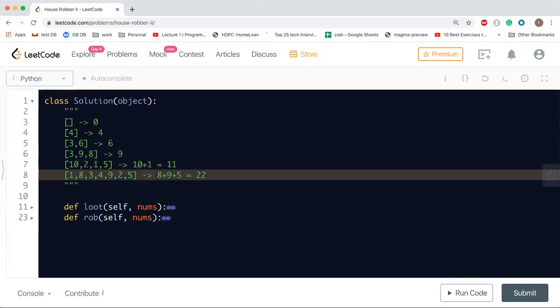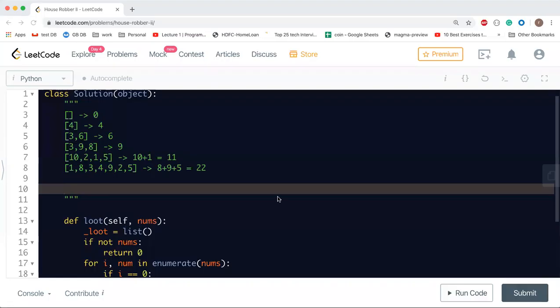The last example: 1 is connected to 8, 8 is connected to 3, 3 is connected to 4, 4 to 9, 9 to 2, 2 to 5, and 5 back to 1. So the maximum loot possible in this is, we can choose 8, 9, and 5. Hence, 22 is the answer.